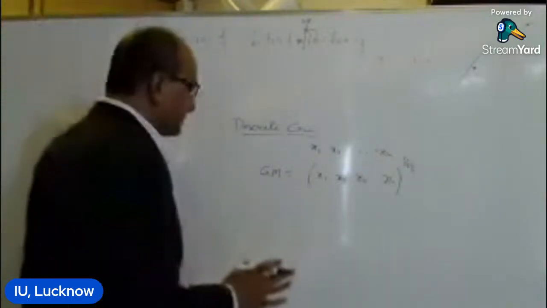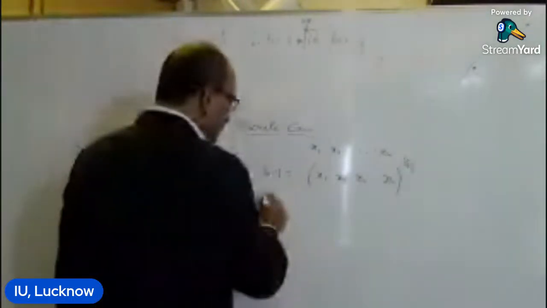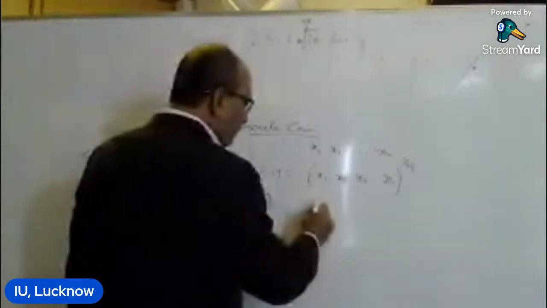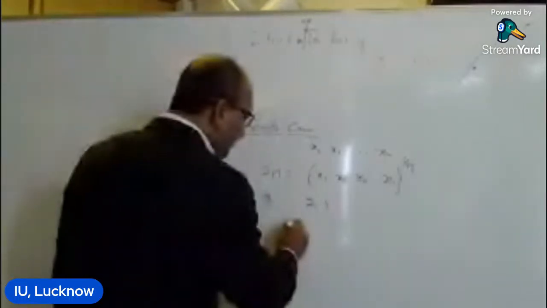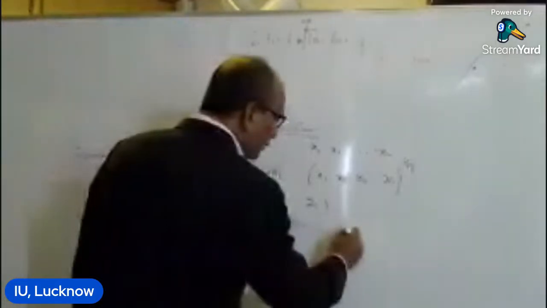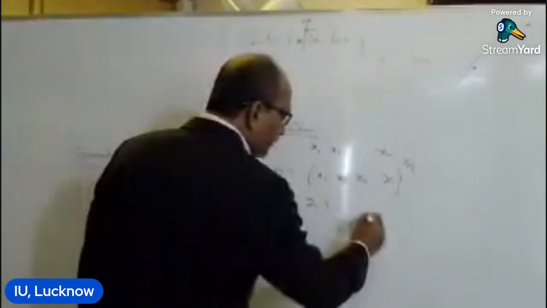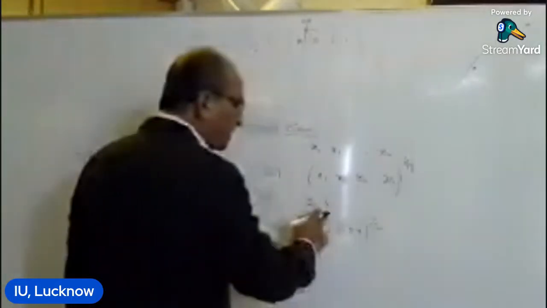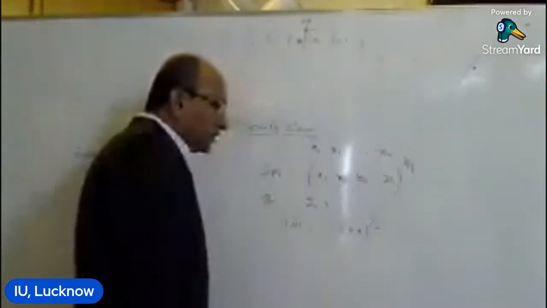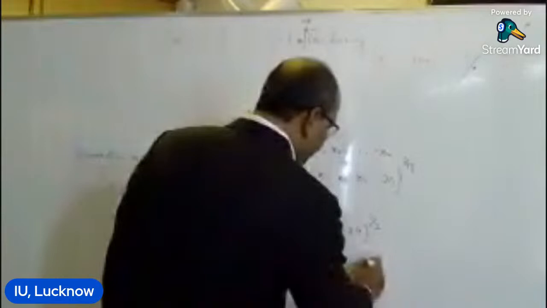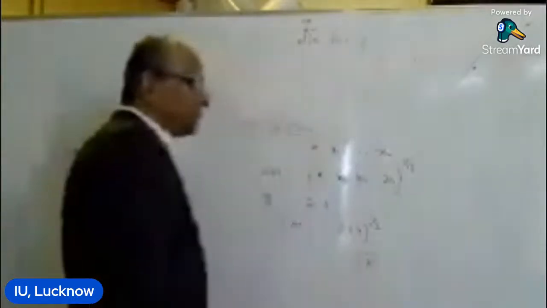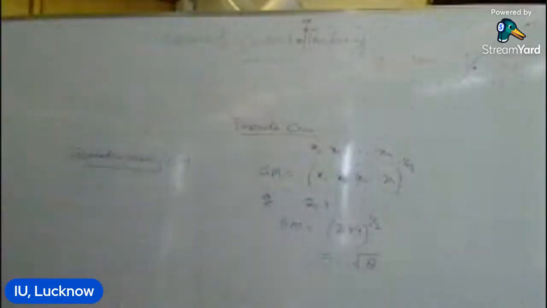Suppose you have 2 and 4, there are two values. What will be the geometric mean? Geometric mean is 2 into 4 to the power 1 by 2, as there are two observations. So you can say the square root of 8. This is the value of the geometric mean in case of discrete observations.